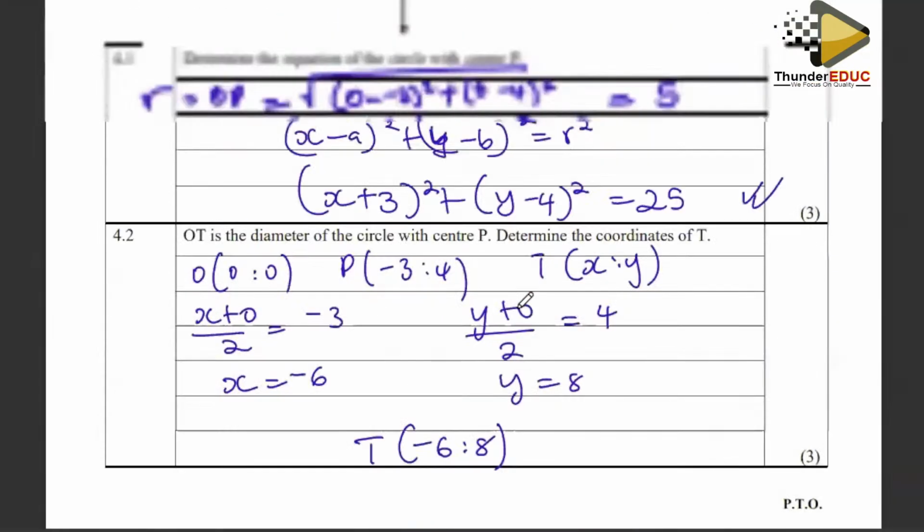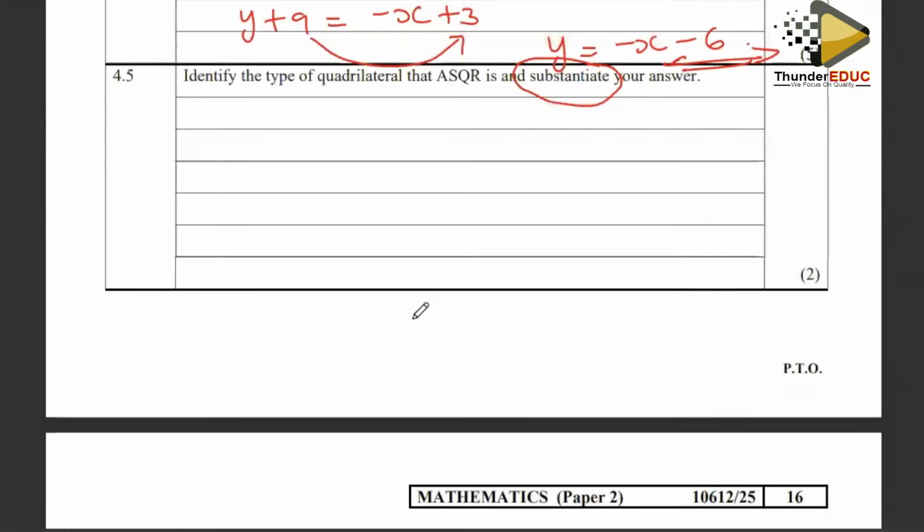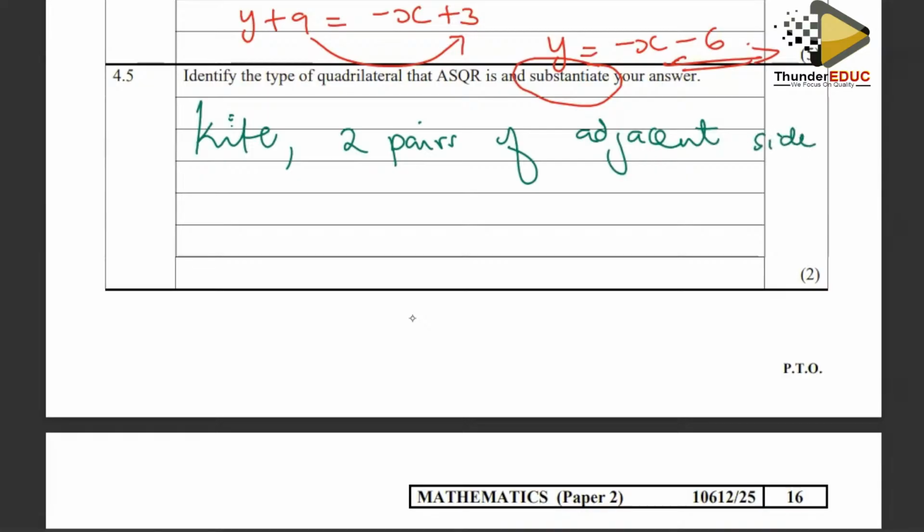Oh, so ASQR. Okay, so what I'm seeing is that with ASQR, this is a radius, this is also a radius. Tangents from a common point are equal, meaning that this shape is definitely a kite. Reason: we have two pairs of adjacent sides that are equal. All right, so we're going to say the shape is a kite for 1 mark, and then for the substantiating, we are saying two pairs of adjacent sides. Adjacent simply means next to each other. Adjacent sides are equal.